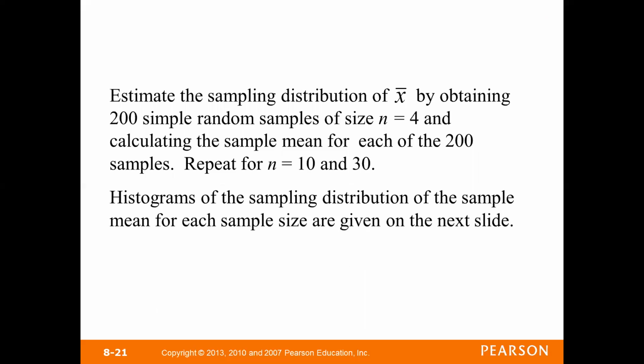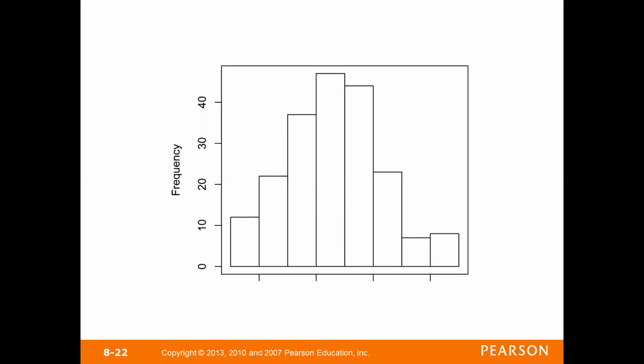Let's take a random sample of size 4. We're going to roll the die 4 times, and based off of those 4 values, calculate a sample average. We're going to do that 200 times. We're then going to repeat the process for n equals 10 and n equals 30 and see what happens. If I roll the die 4 times and take its average, that gives me a sample average that's estimating the average for the overall population.